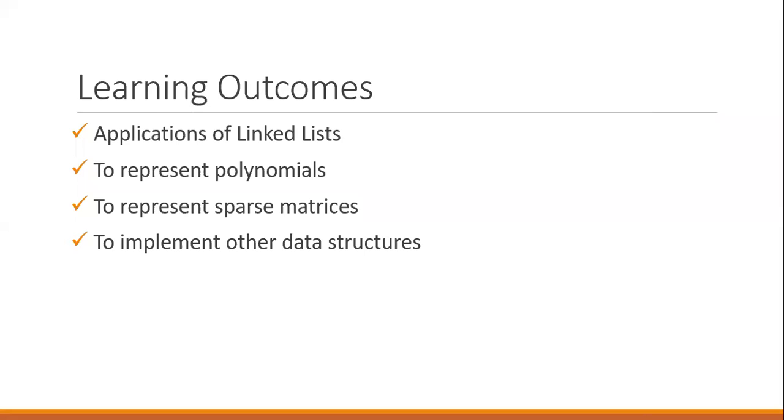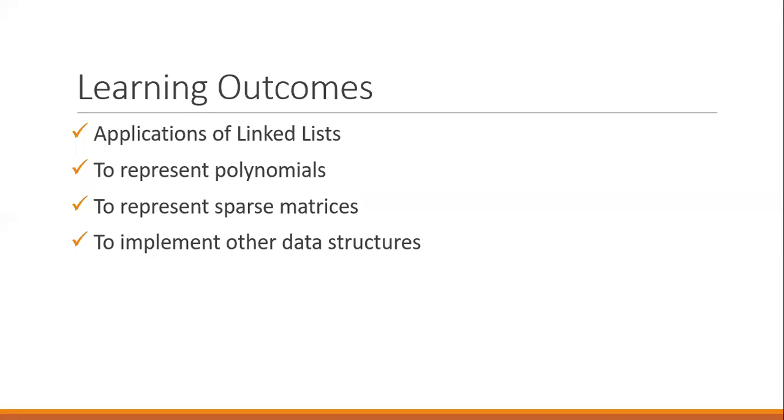Now if we sum up today's session, what we have seen is the applications of linked list. This was the major thing we have seen today: how we can make use of linked list to represent polynomials, to represent sparse matrices, and even to implement other data structures. When representing polynomials, two things are important, the coefficient and the degree of variable.